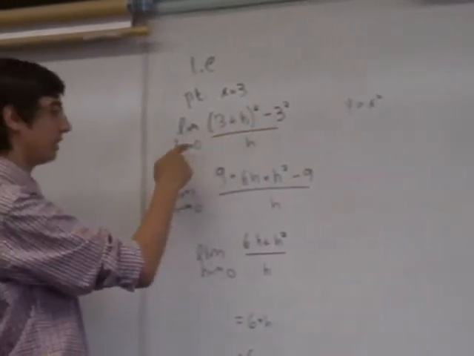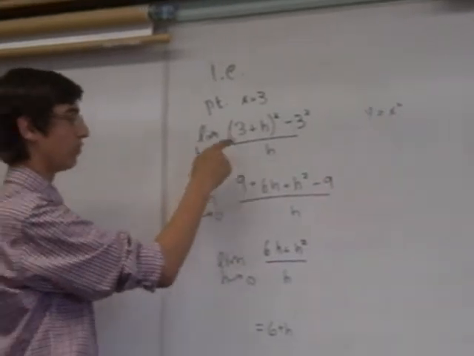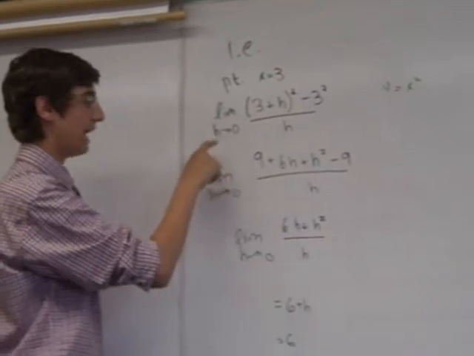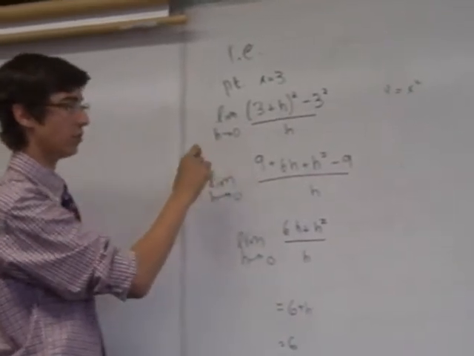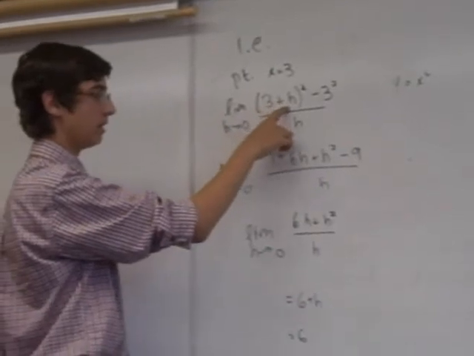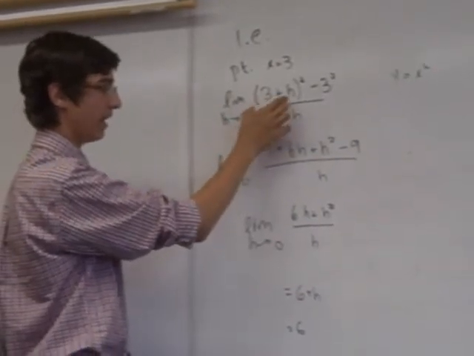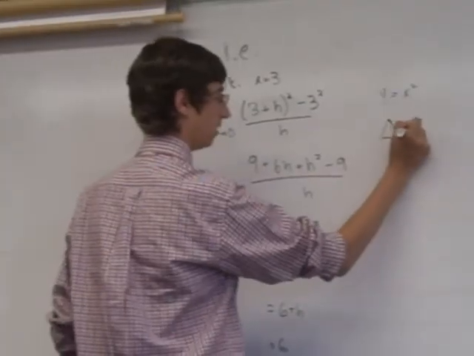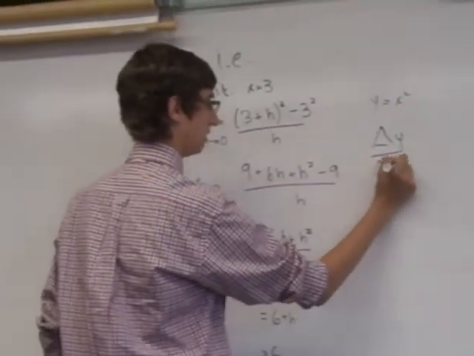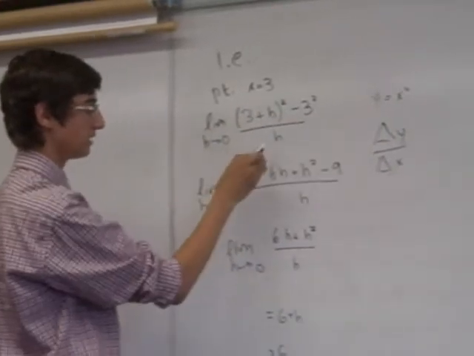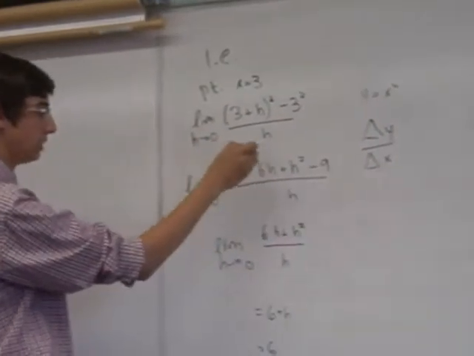So we're going to do the limit as h approaches 0 of 3 plus h squared minus 3 squared all over h. h represents a very small number again. So we're adding this tiny number to find the y values, and then we're subtracting to find the change in y over change in x. This is the change in y right here, and this is the change in x, the very small number h.